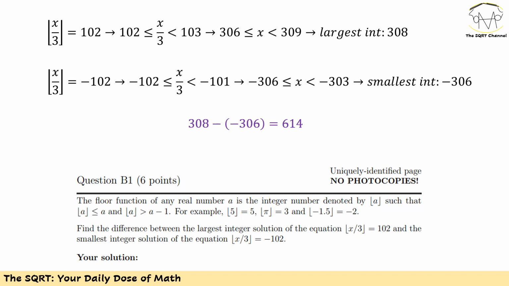Now moving to the second one, we have floor of x over 3 equals negative 102. So x is going to be greater than or equal to negative 306 and less than negative 303. So now in this case, the smallest integer value is going to be exactly negative 306. Now the difference between the largest integer and the smallest integer is going to be 308 minus negative 306, or 614, and that's the final answer.